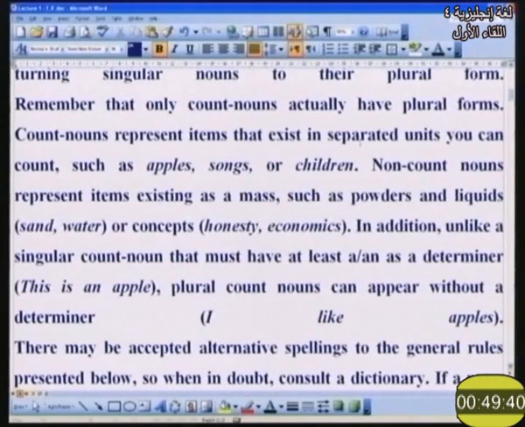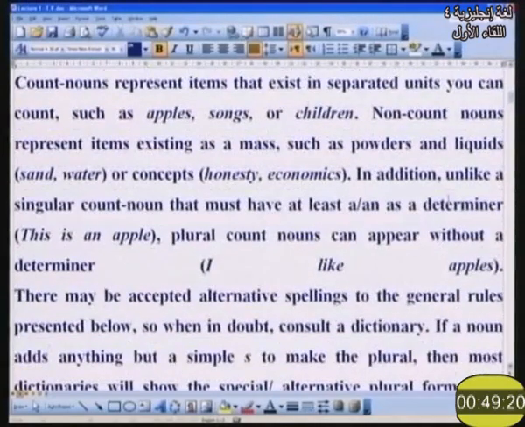The other type that is not pluralized is the concepts, the nouns that are not concrete, like honesty, like economics, something that is not material. How can I pluralize honesty? Even in Arabic, these immaterialistic nouns are not pluralized. Honesty, peace, love, this cannot be pluralized.